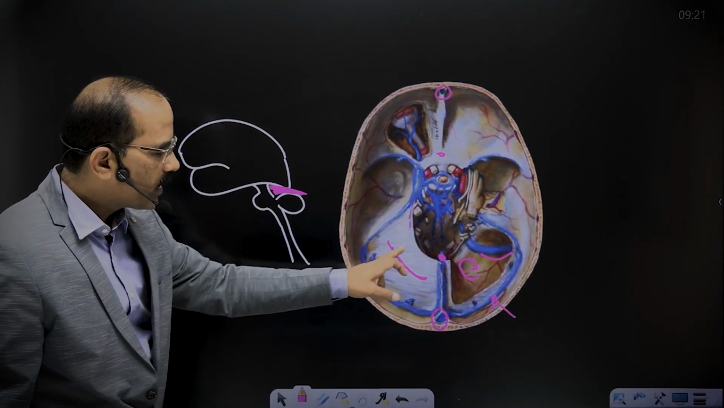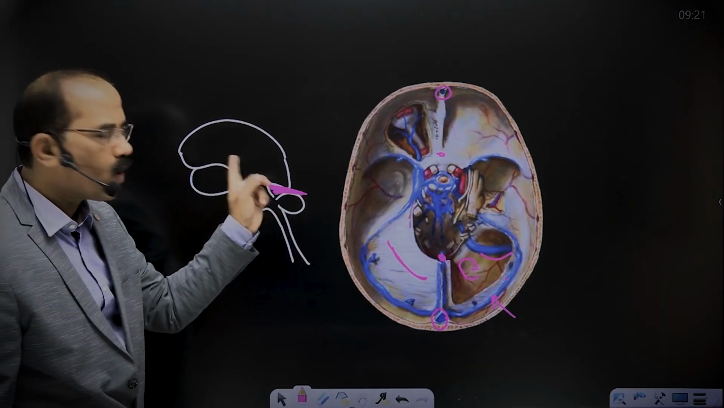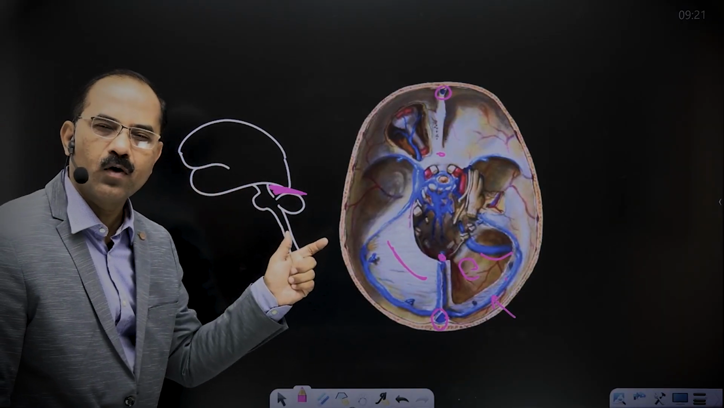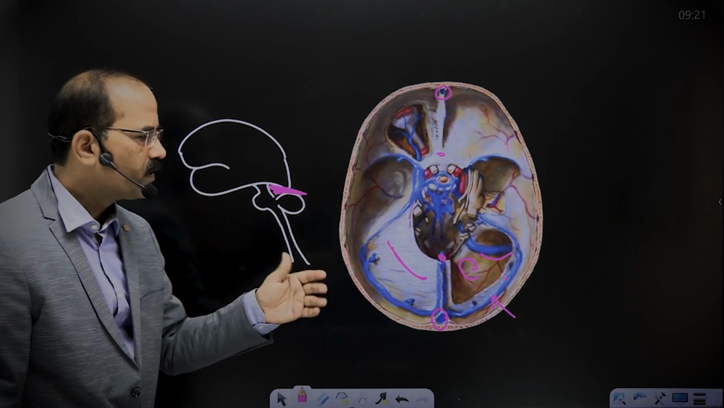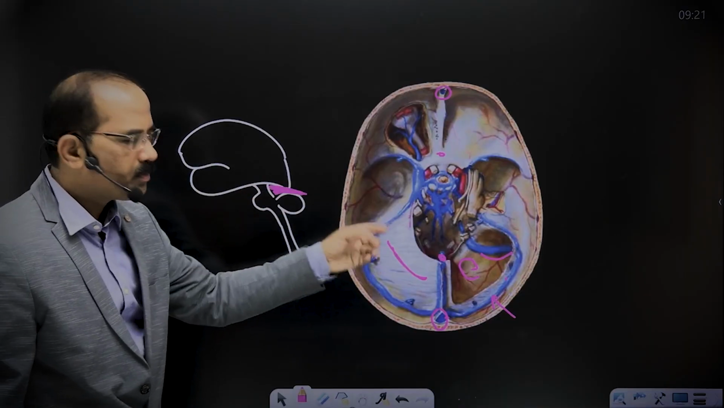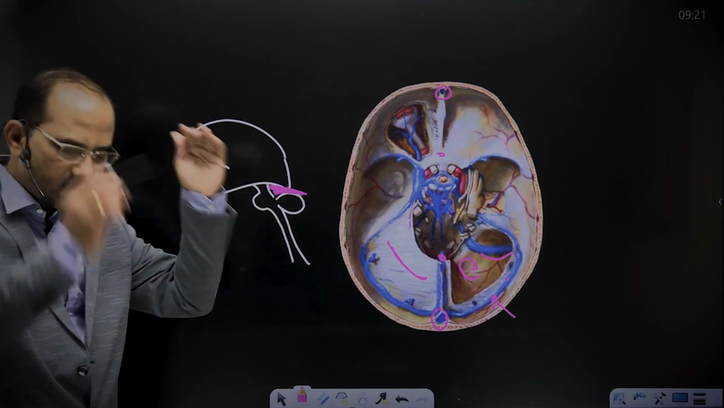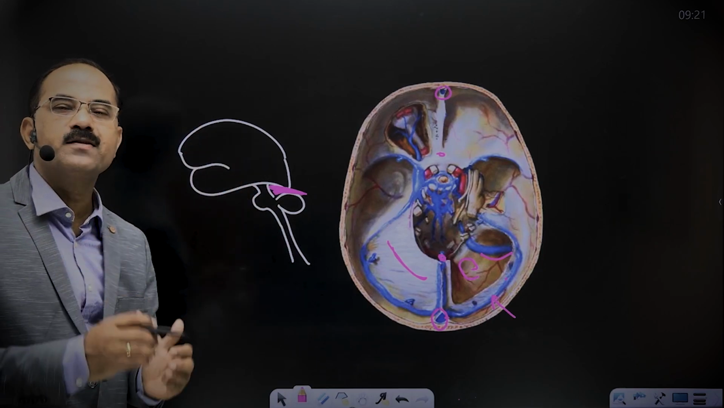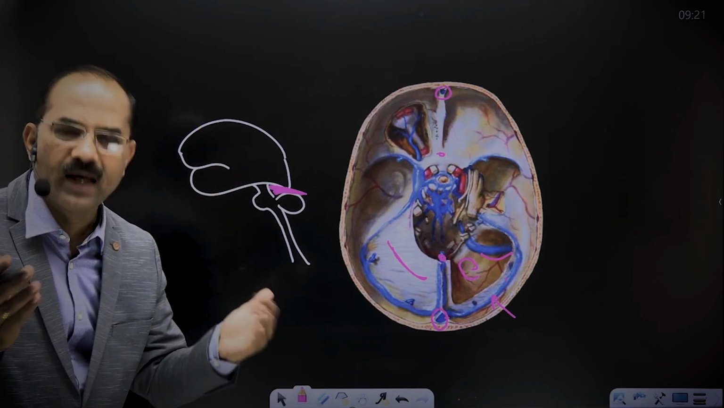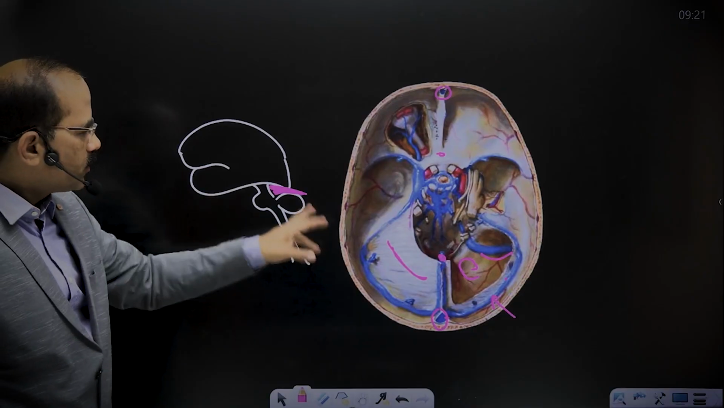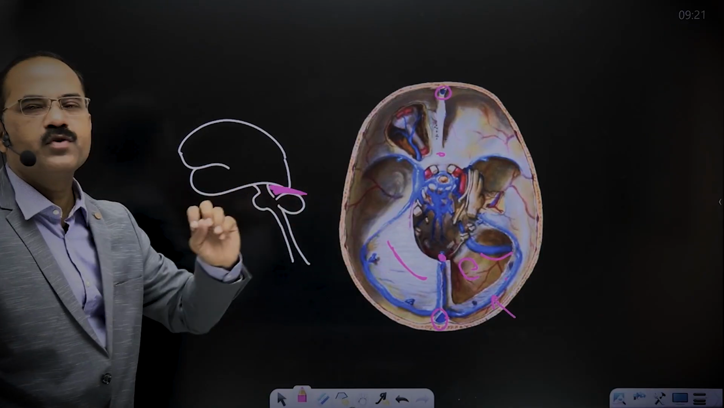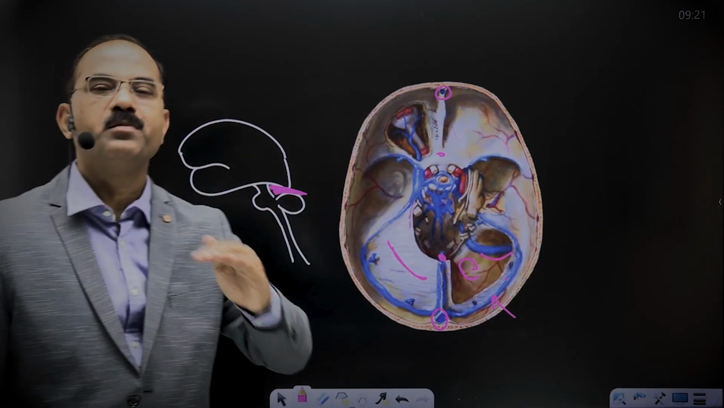And what would lie above this? Above this would lie the occipital lobe of the cerebral cortex, occipital lobe of the cerebrum. So this fold of dura mater separates the cerebrum from the cerebellum, and this is acting as a tent. We call this the tentorium cerebelli. Clear? So this tentorium cerebelli is a fold of dura mater which separates the cerebrum from the cerebellum.